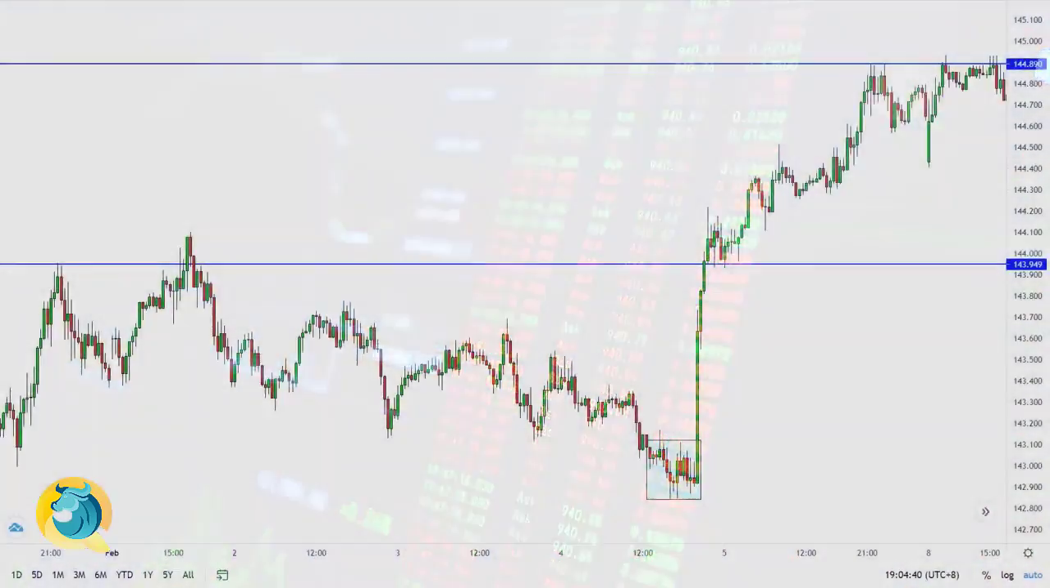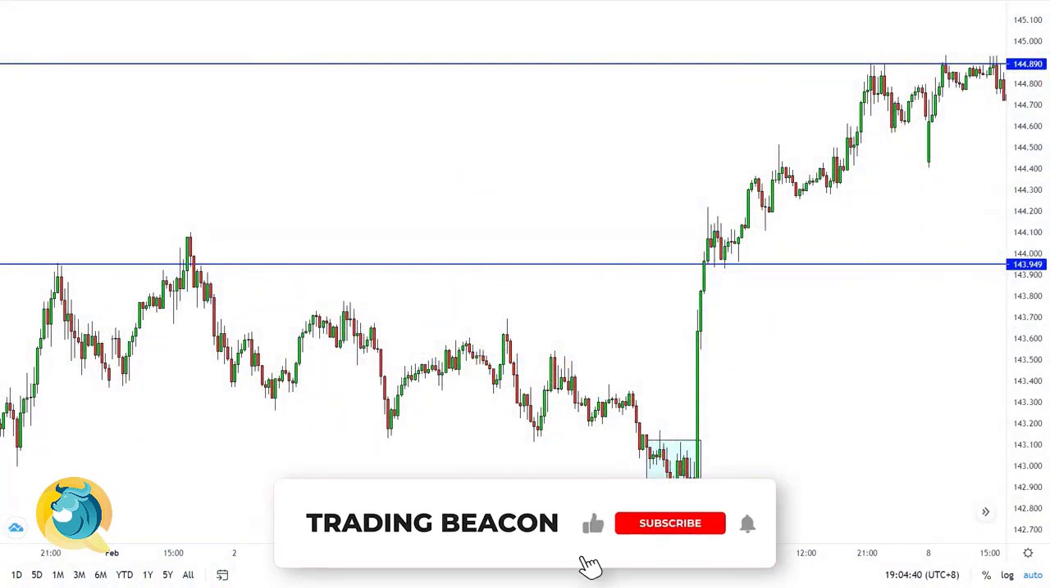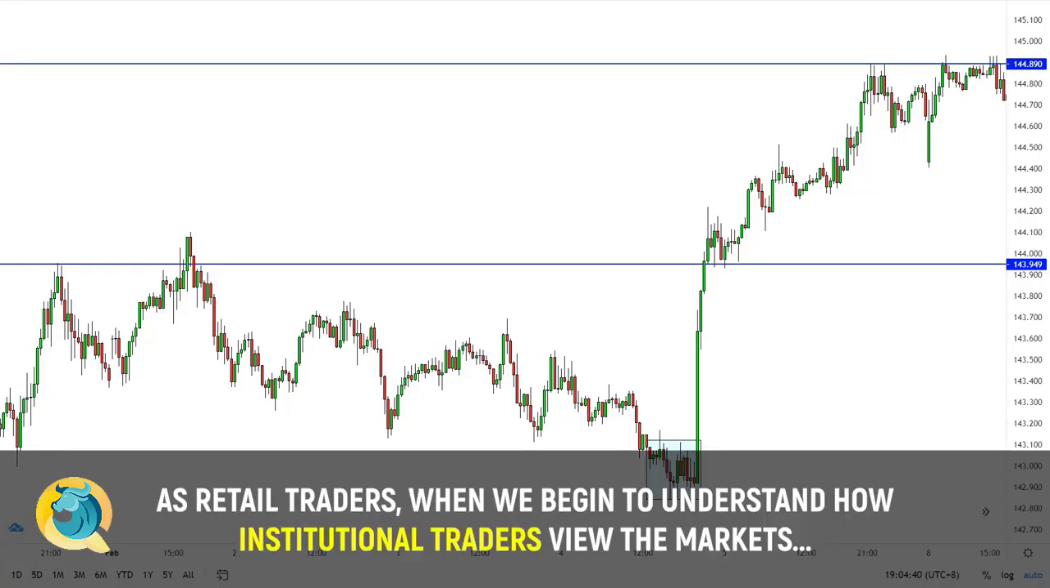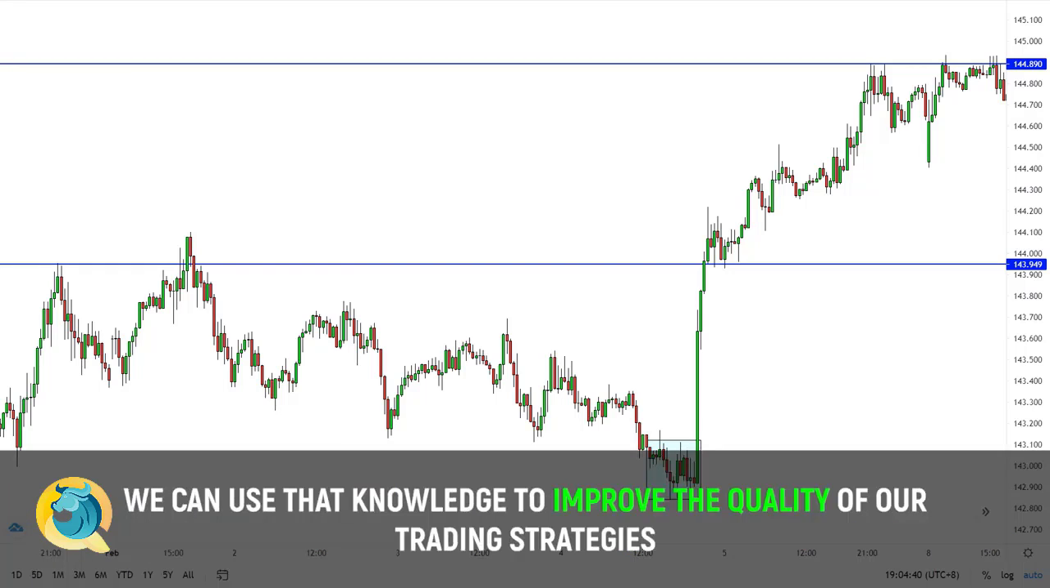As you can see, both retail traders and institutional traders have distinct characteristics and differences between them. And as retail traders, when we begin to understand how institutional traders view the markets, we can use that knowledge to improve the quality of our trading strategies.